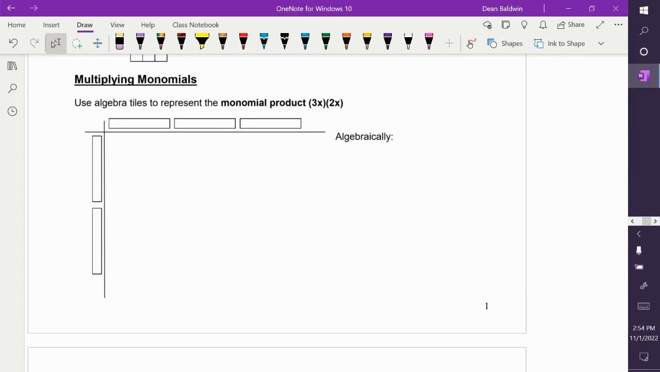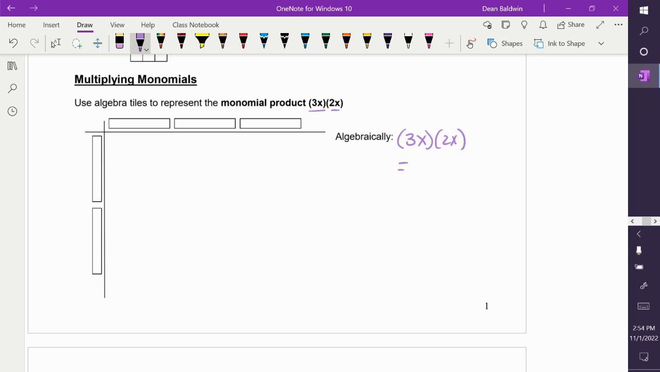Okay, multiplying monomials. Monomials are single terms. We're going to multiply 3x and 2x. Before we do it with polynomials or with algebra tiles, we're going to do it algebraically. So if I just said, take 3x and multiply it by 2x. This is a review of our exponent laws we did last chapter.